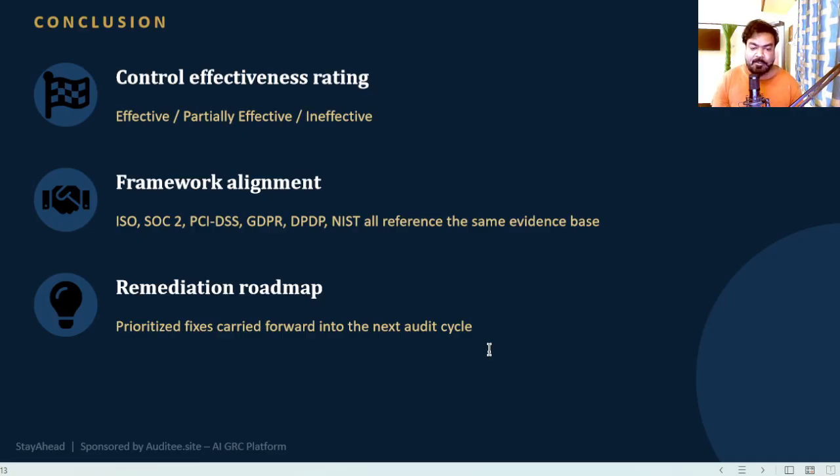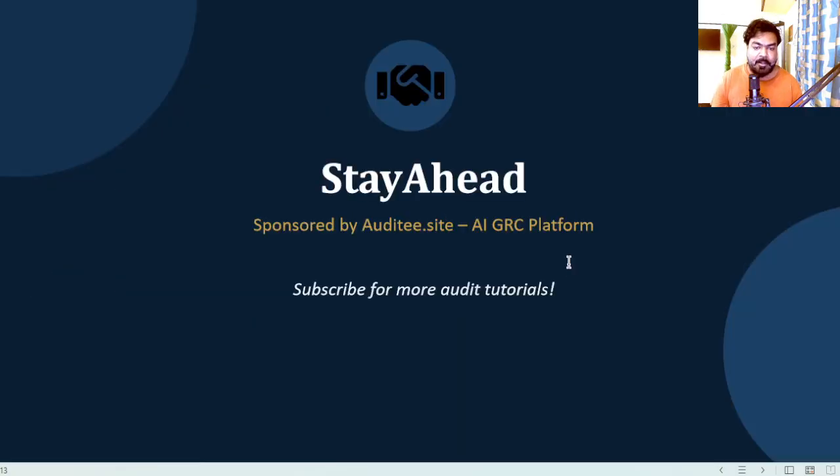And third, the remediation roadmap. The prioritized fixes we identified, like enforcing the onboarding checklist, get carried forward into the next audit cycle, so nothing falls through the cracks. And that's the full supplier and third-party management control workpaper, from framework mapping through design and operating effectiveness testing to the final conclusion.